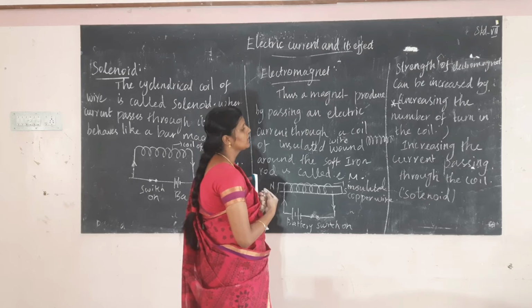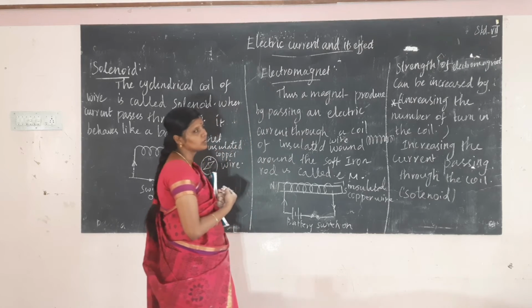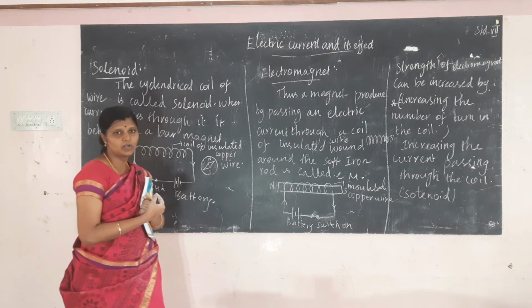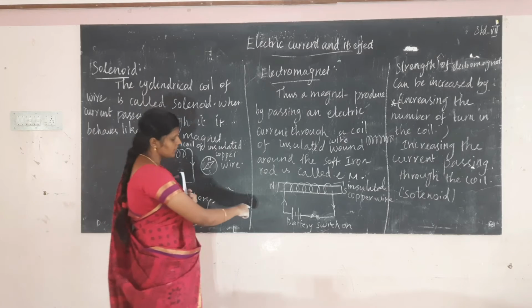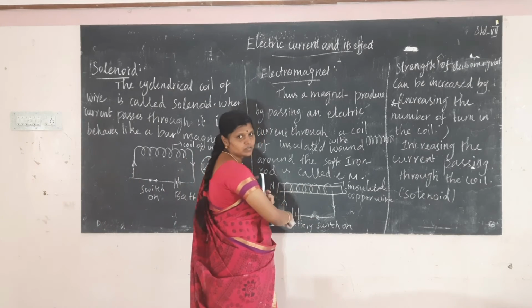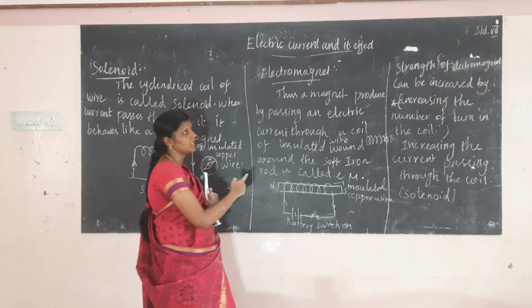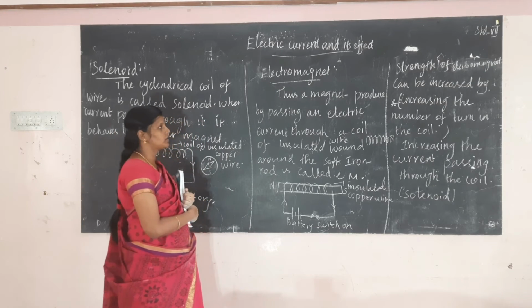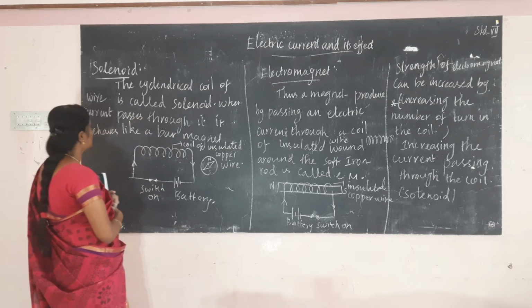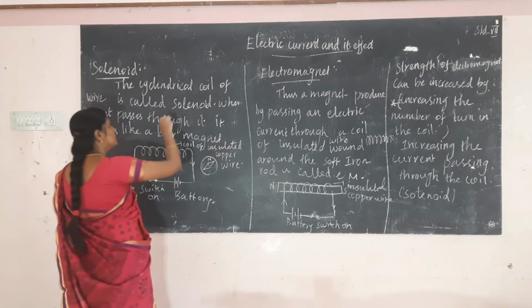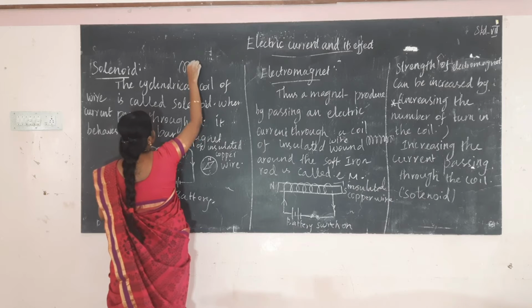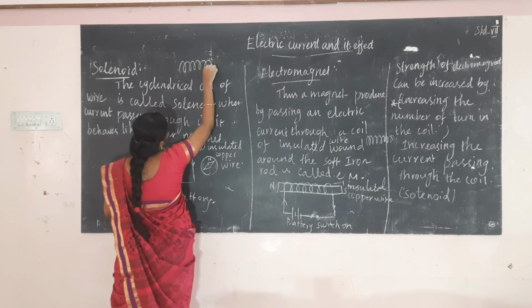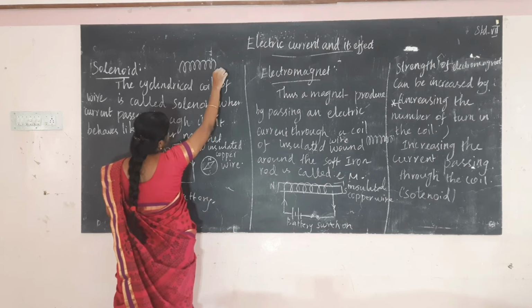And next, increasing the current passing through the coil, that means the solenoid. We need to increase the current passing through the solenoid. Then the strength of the electromagnet increases. What is a solenoid? The number of turns of the insulated copper wire is what we call a solenoid.